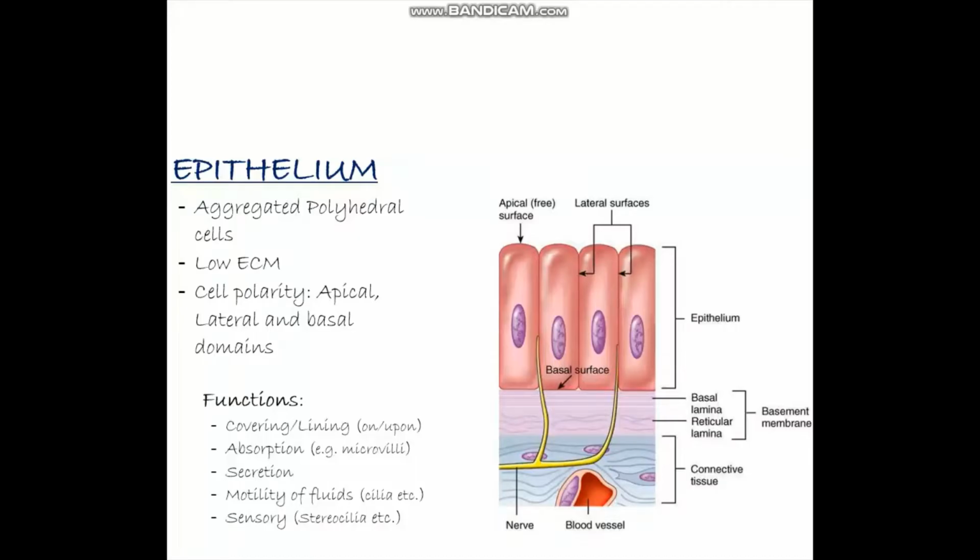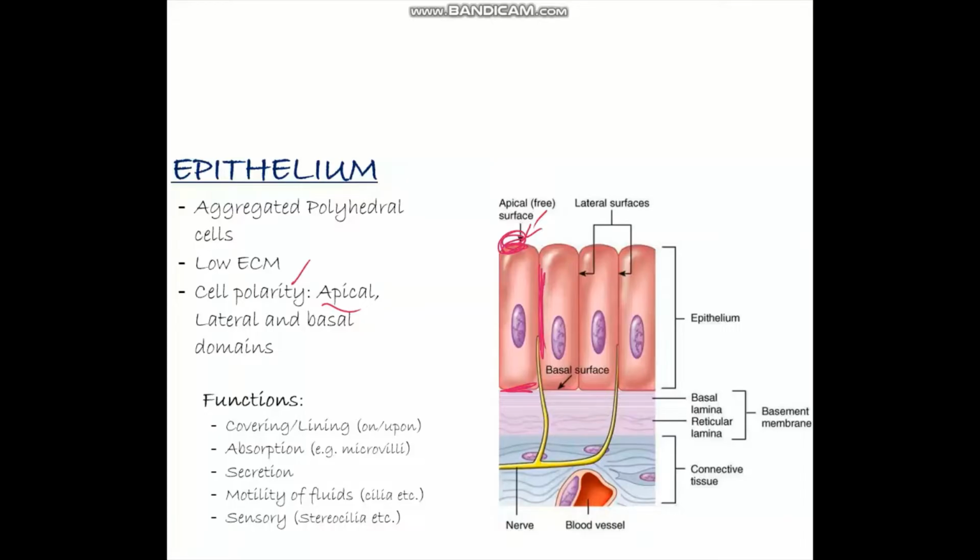So earlier we studied the aggregated polyhedral nature of cells, and that they are polyhedral, meaning they have multiple surfaces, and this gives rise to cell polarity right here. Basically it consists of apical, lateral, and basal domains. So this right here, as you can see, would be your apical surface. On the sides will be your lateral surface, and on the base it would be your basal surface.